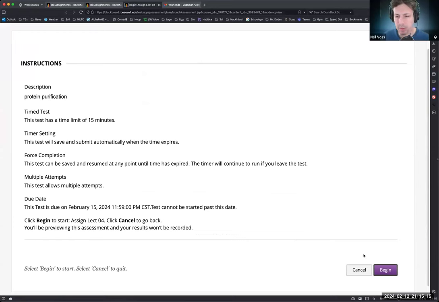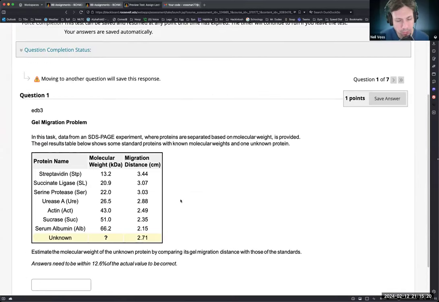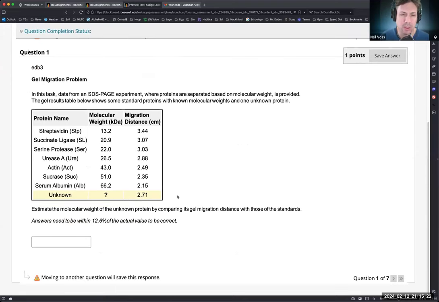Okay, so now we have a second one on protein purification. I just updated this one to make it a little bit more clear. I put some gray background and colored the unknown in yellow just to be clear here. The question is, we have an SDS-PAGE experiment. We have these seven protein markers. The proteins are separated by molecular weight, and the gel shows these standard proteins. We have an unknown protein that we ran in a different column.